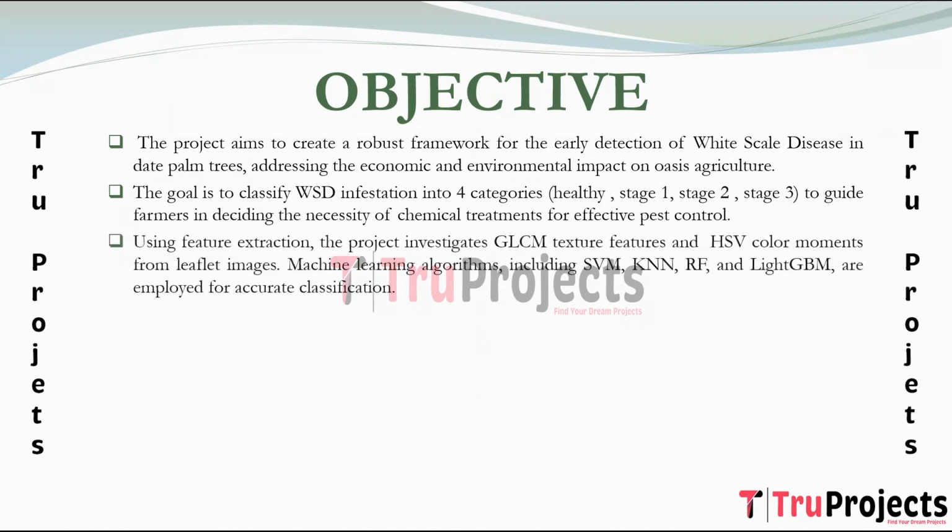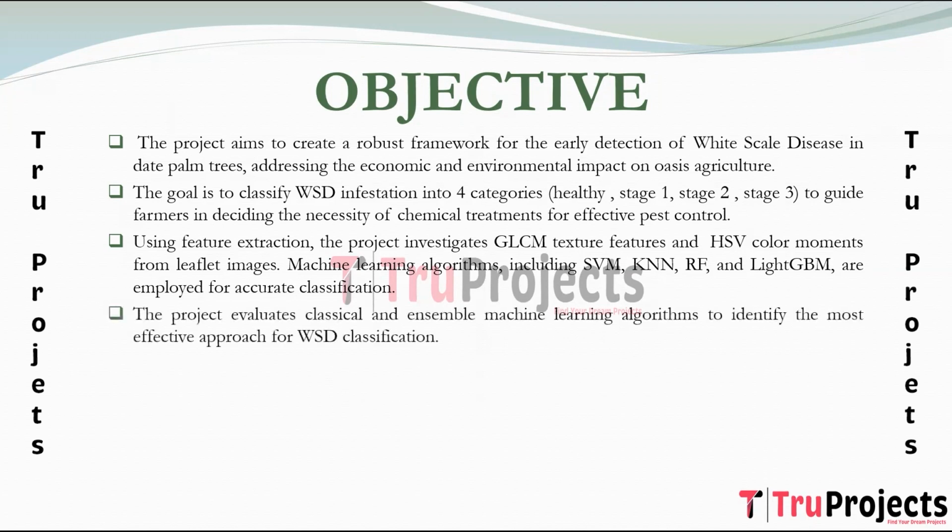Utilizing feature extraction techniques, the project aims to investigate gray level co-occurrence matrix, which is GLCM, texture features, and hue saturation value, which is HSV, color moments features from leaflet images. The focus is on employing machine learning algorithms for accurate classification based on these extracted features. The project involves testing two categories of machine learning algorithms, which are classical methods like support vector machine and k nearest neighbor, as well as ensemble learning methods such as random forest and light gradient boosting machine, which is light GBM. The objective is to identify the most effective algorithm for WSD classification.